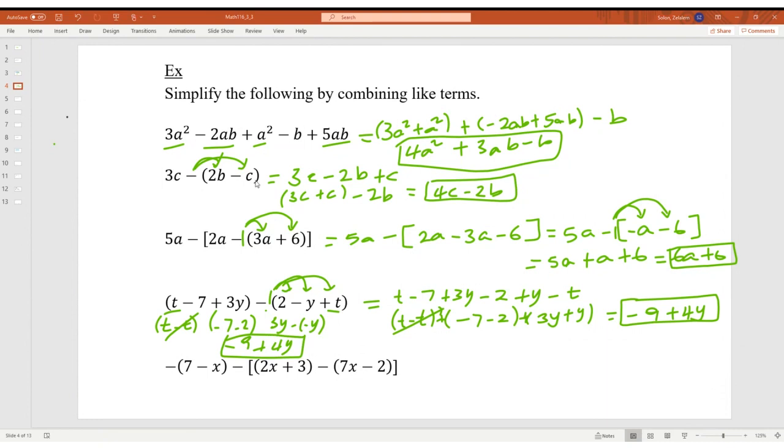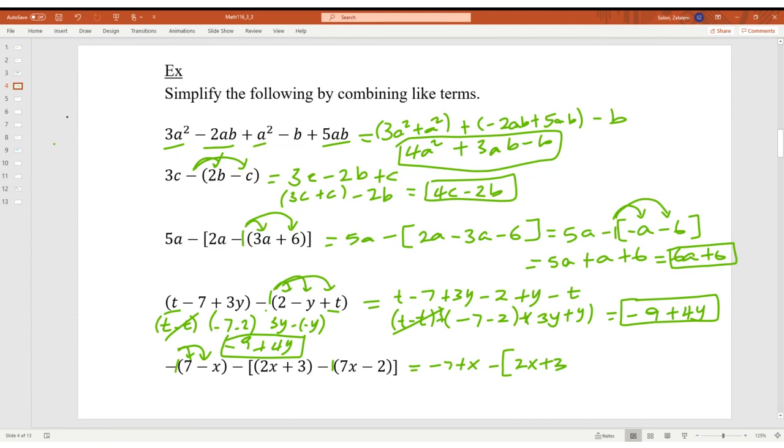So the last example here on this slide has two expressions inside a bracket, which are also inside a parenthesis. So what you have to do is first get rid of this parenthesis. Negative 7x minus 2. Distribute the negative, negative 7. Negative 1 times the negative x is plus x. So we get rid of the first parenthesis. Then minus, so keep the bracket. So we have to work from inside out, okay? Now we have 2x plus 3.